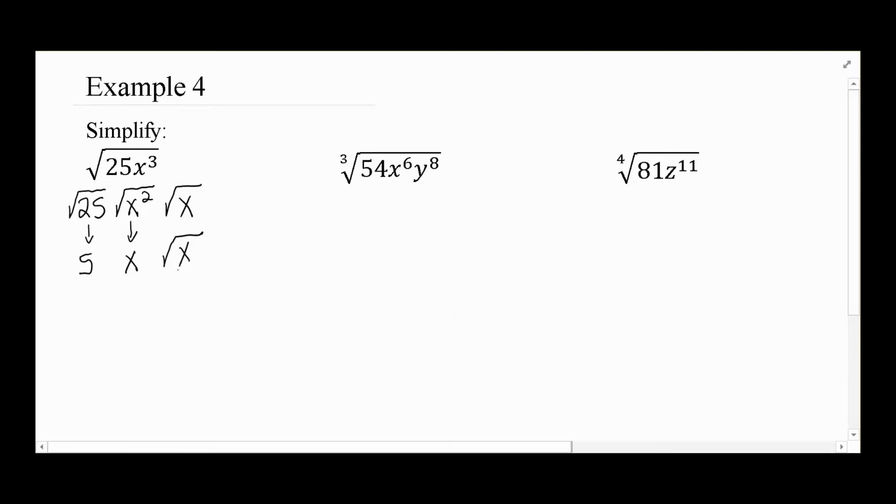And square root of x just copies down. So now in the clean it up step, this is 5x root x.